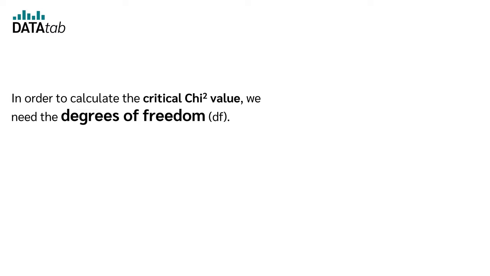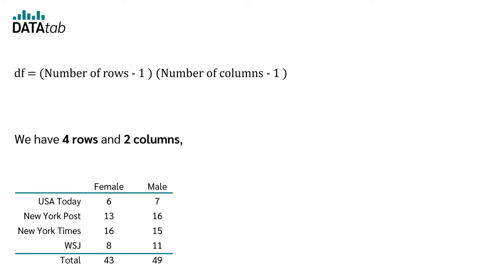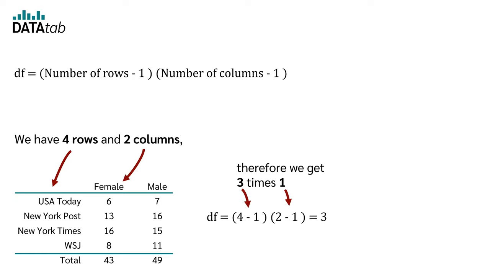In order to calculate the critical chi-square value, we need the degrees of freedom. These are obtained by taking the number of rows minus 1 times the number of columns minus 1. We have 4 rows and 2 columns. Therefore, we get 3 times 1 and thus 3 degrees of freedom.